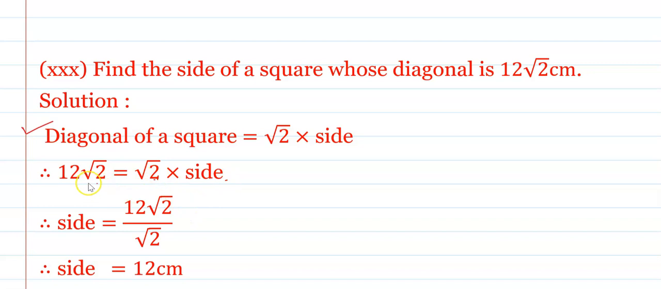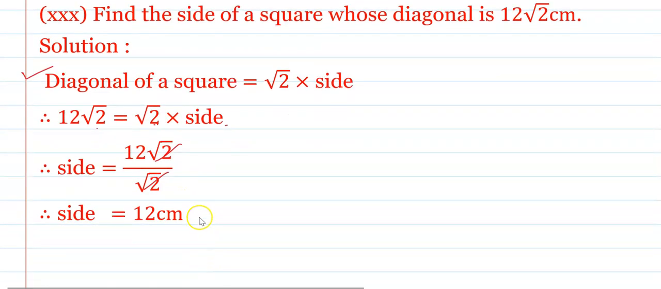This root 2 is multiplied here, so what will happen? It will get divided. That is 12 root 2 upon root 2. This root 2 gets cancelled. Side is equal to 12 centimeter. Okay, this is the side of a square.